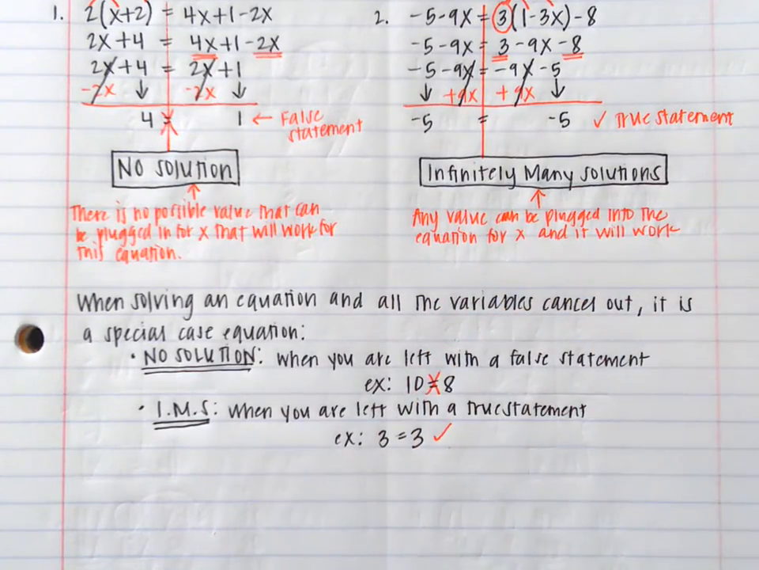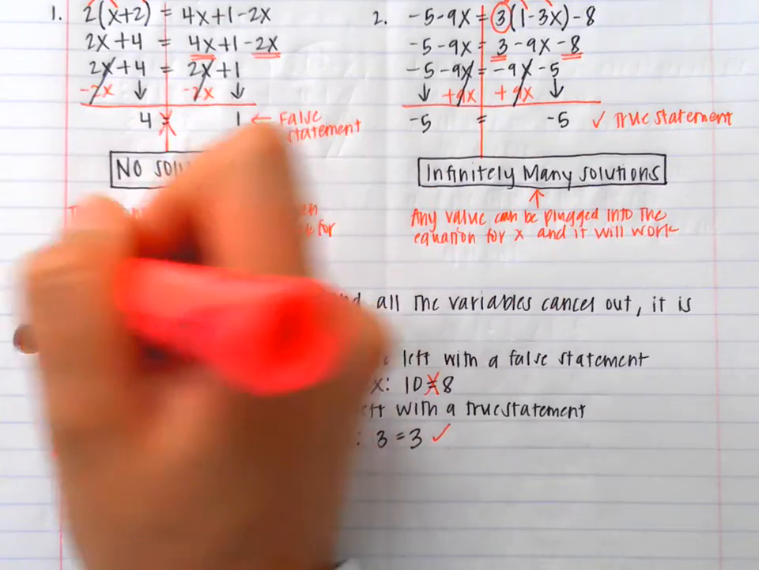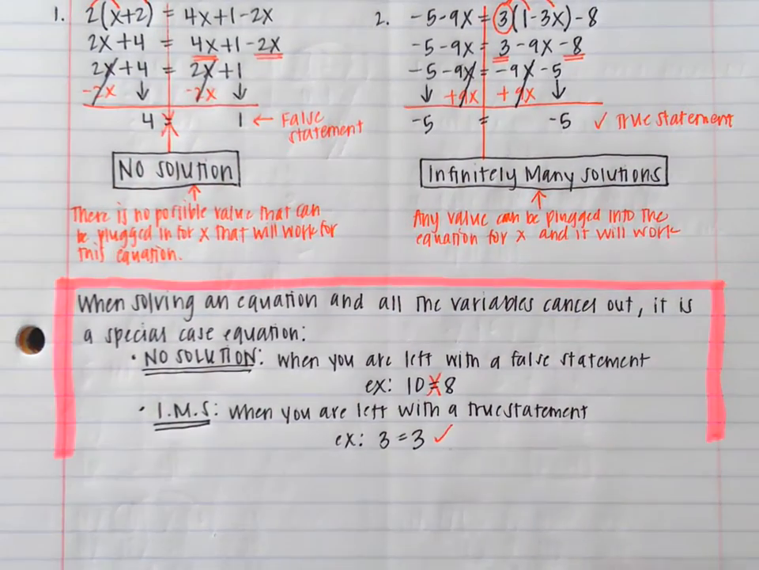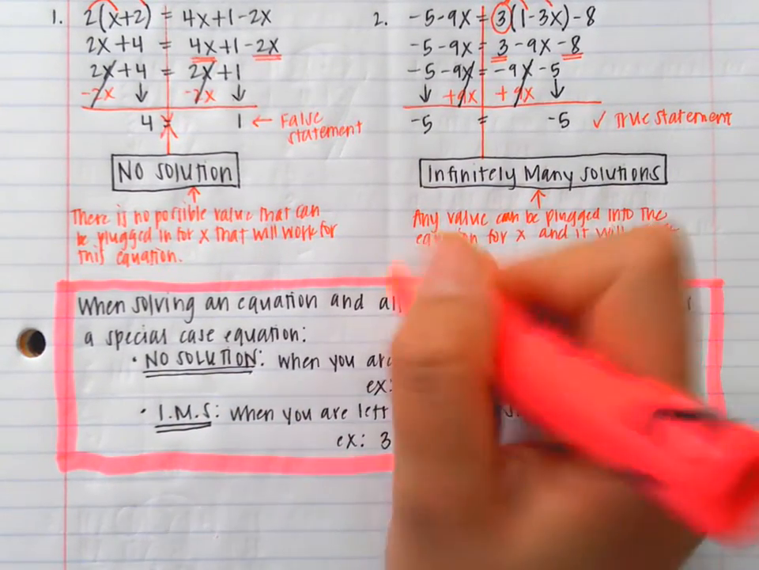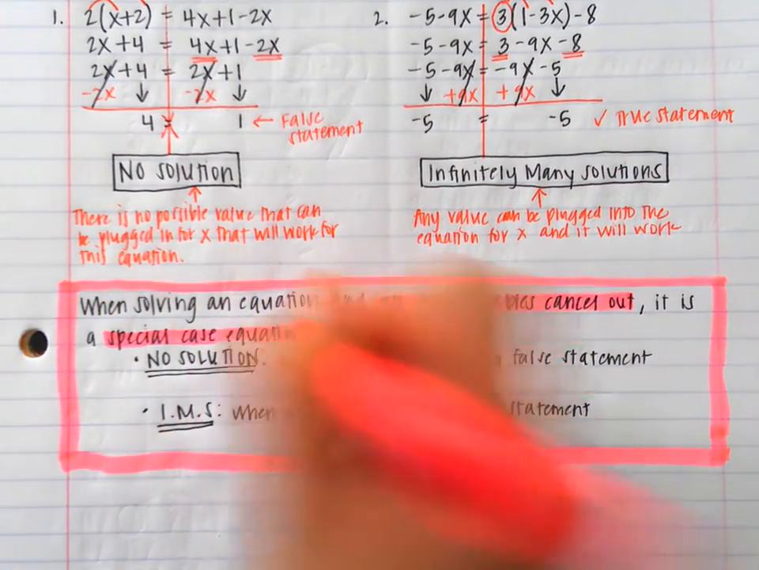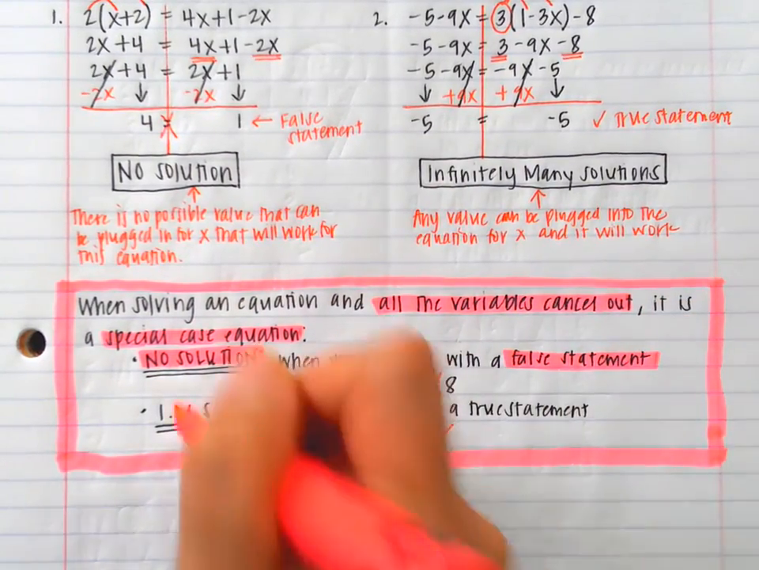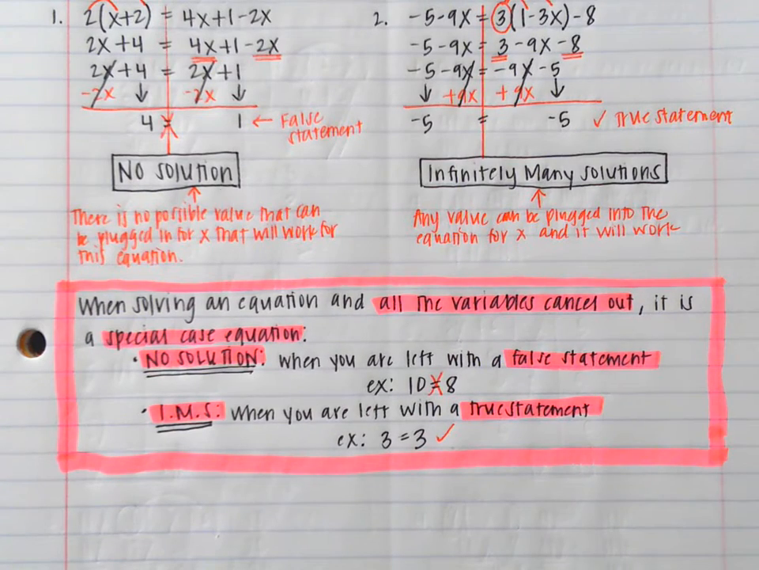So kind of just to summarize that, this is super important when it comes to special case equations and knowing this information. So when all the variables cancel out, it is a special case equation. No solution is when you're left with a false statement. Infinitely many solutions is when you're left with a true statement. Super important, and we'll do some more practice with those.